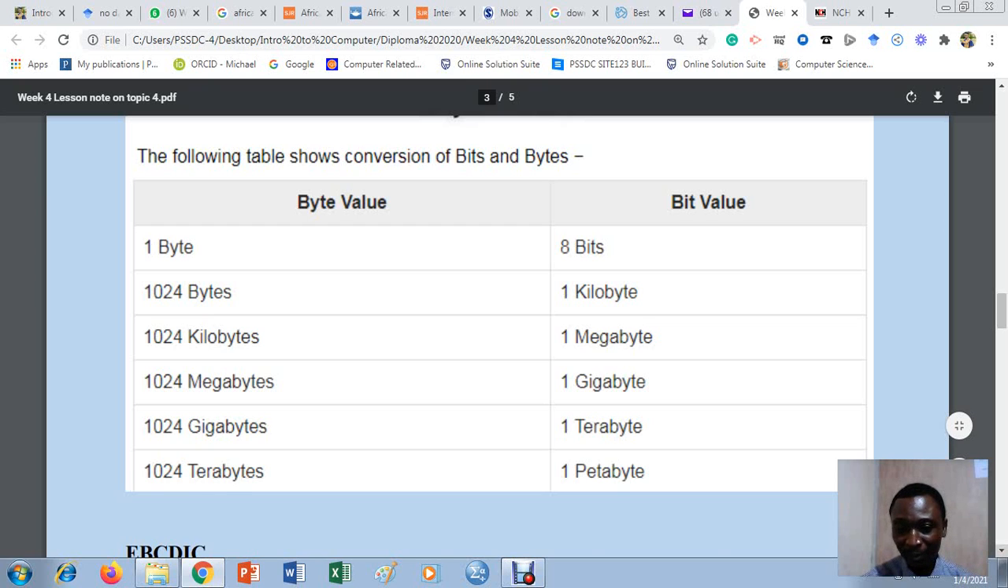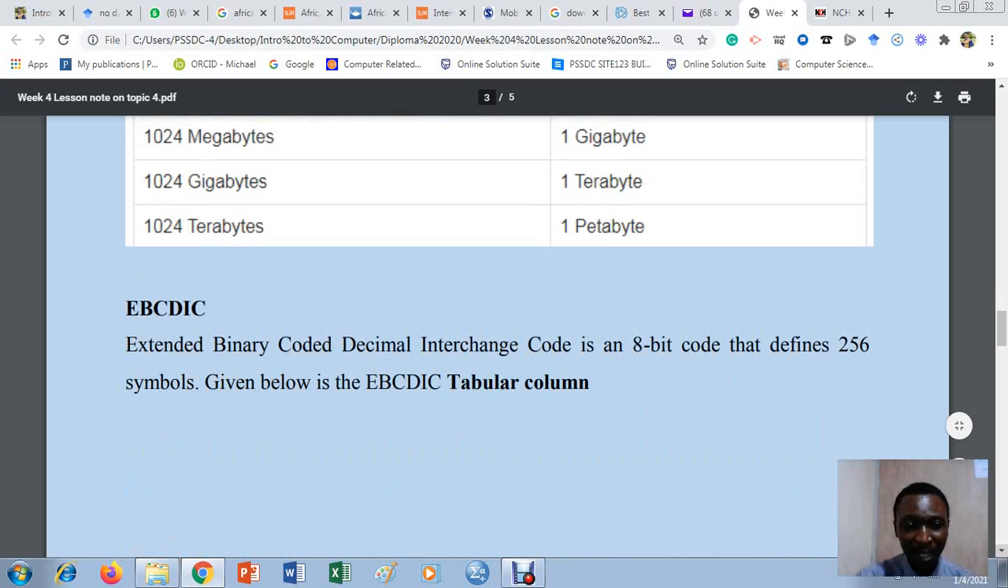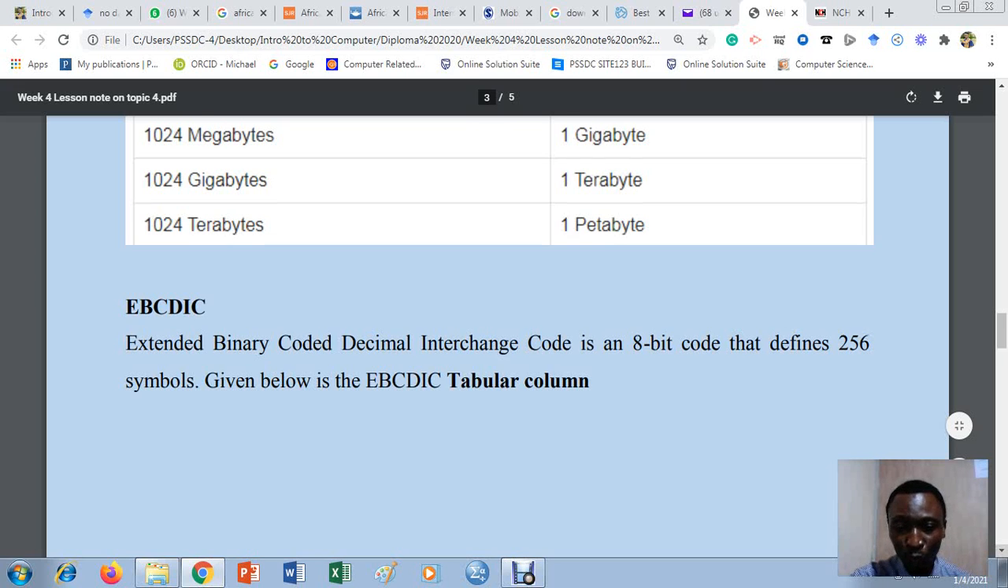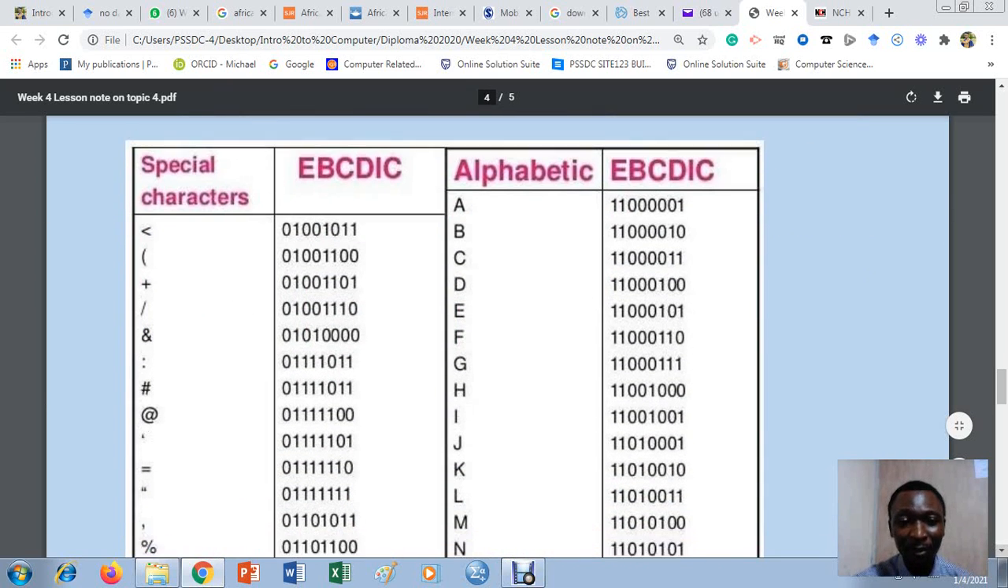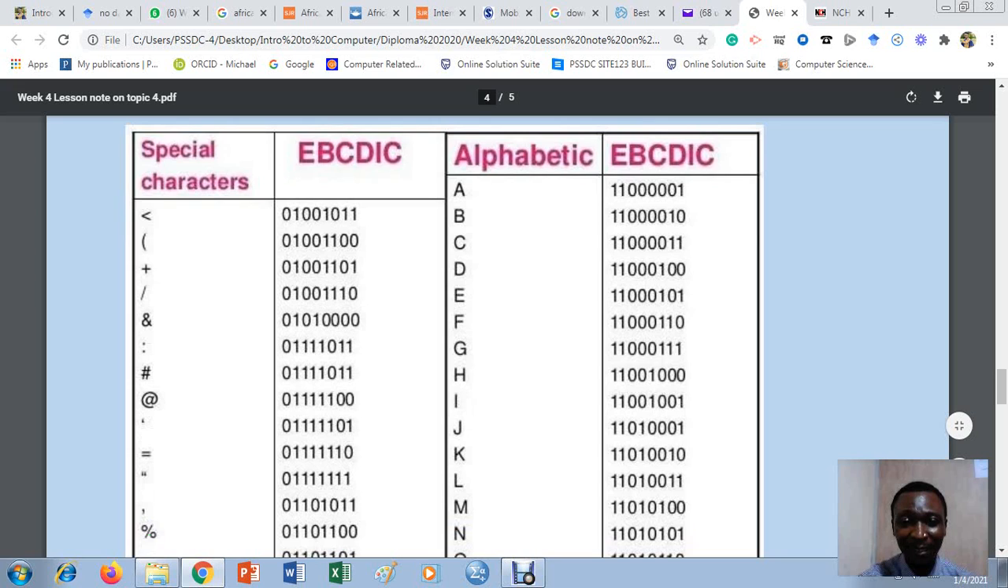So let's continue to move further. This is a kind of binary representation of codes. It is an 8-bit code that defines 256 symbols. Given below is the Extended Binary Coded Decimal Interchange Code. Let's see how it looks. You can see how it looks for this extended binary code.